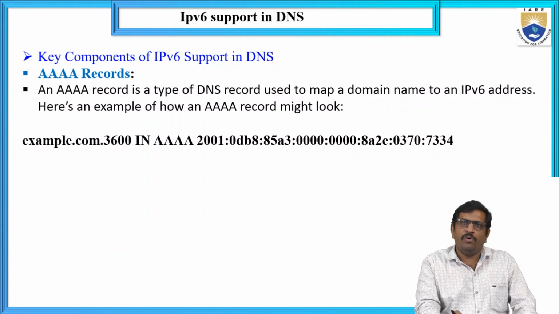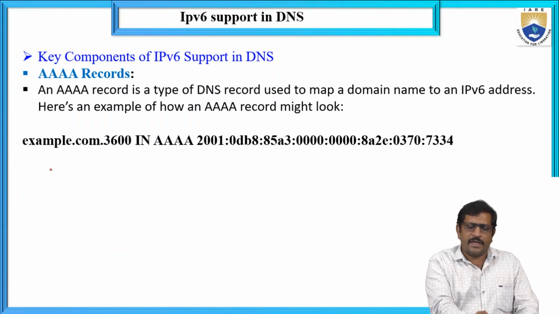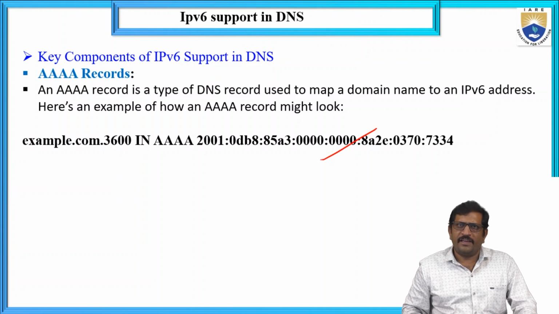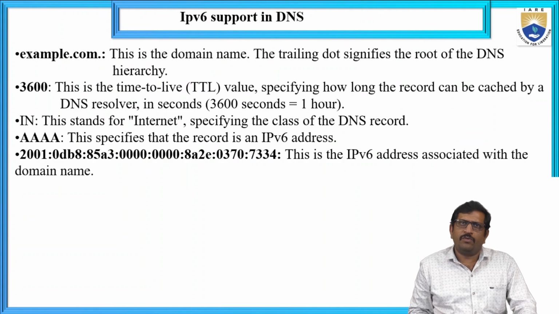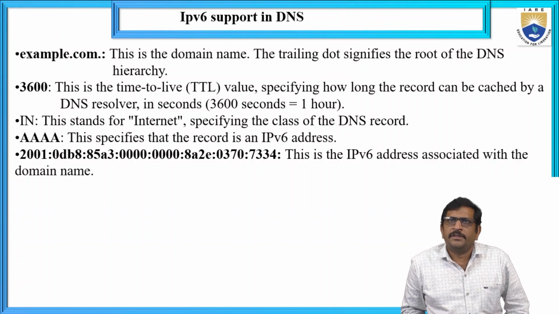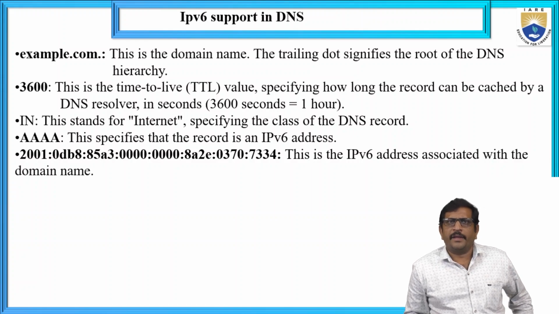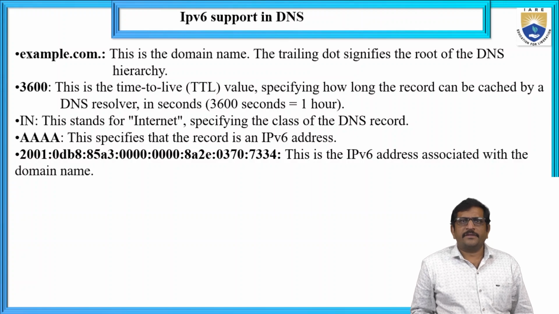Here is an example of how AAAA records look: example.com. 3600 IN AAAA 2001:0db8, and AAAA records can be represented in this format. Let us discuss what example.com is. Example.com is a domain name, and the trailing dot signifies the root of the DNS hierarchy.